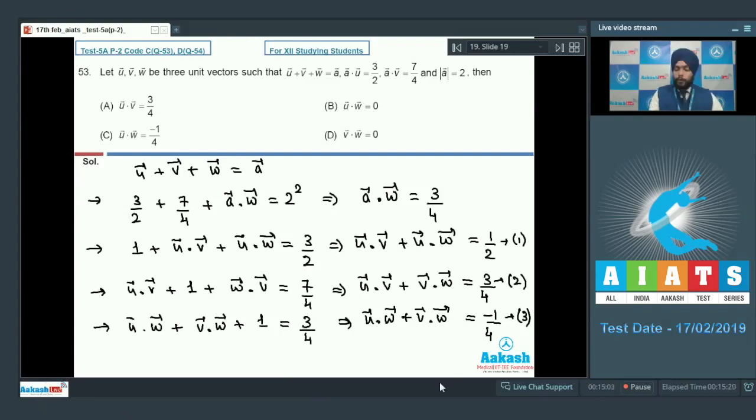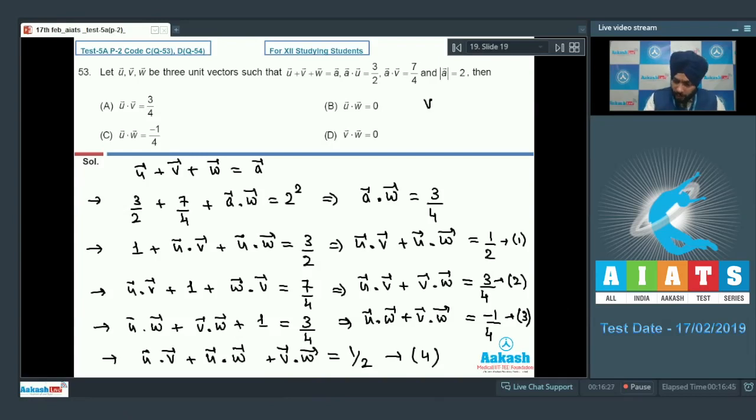So what you have to do, you have to add them. You'll get twice of the each variable, and ultimately you'll get U dot V plus U dot W plus V dot W into 2 times is equal to the sum of all three, that is 1. So this will be equal to 1 by 2. From equation number 1 and equation number 4, if I directly subtract them, I'll get V dot W equals 0. Which means D option is correct.